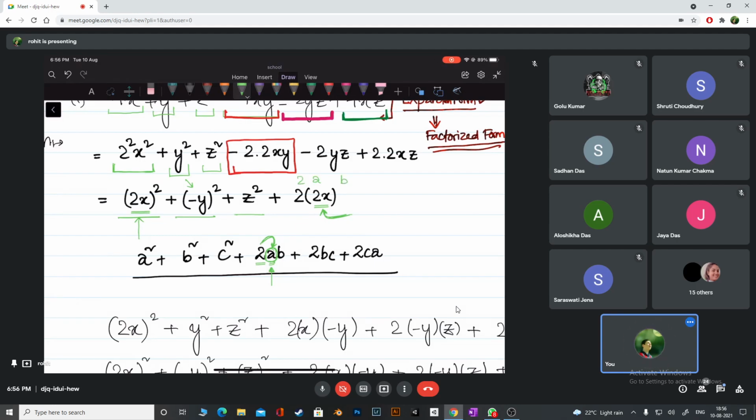Tell me what is b now. If you can tell me b, I'll be very happy. What is b? Is it simply y, or minus y? Minus y. And why am I doing that? Because, guys, this is a plus and this is a minus, and minus into plus is minus. Actually we have minus in front. Check, this is minus in front, yes or no?